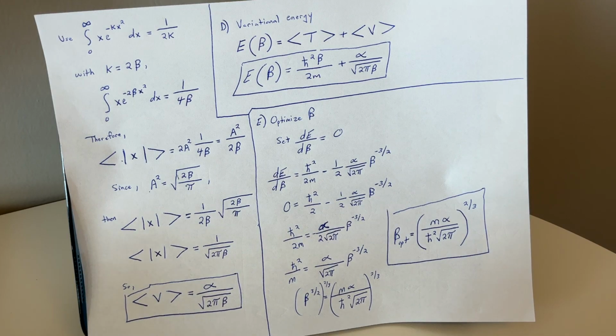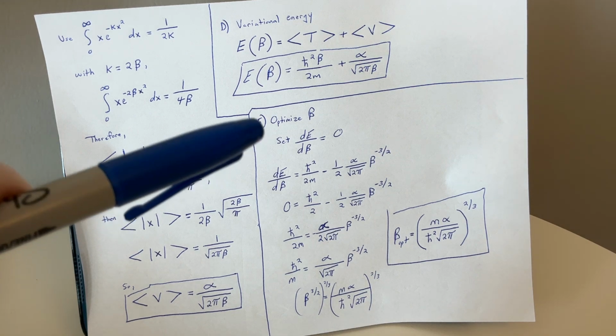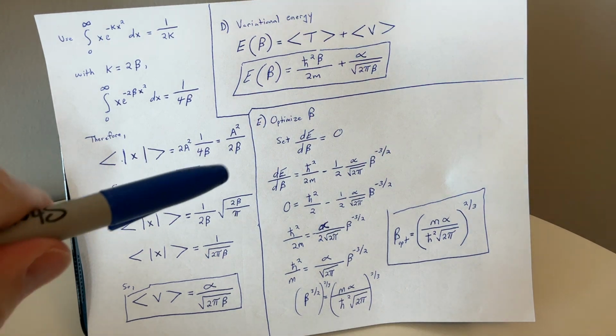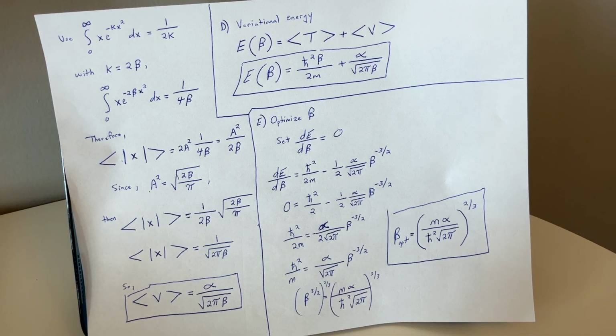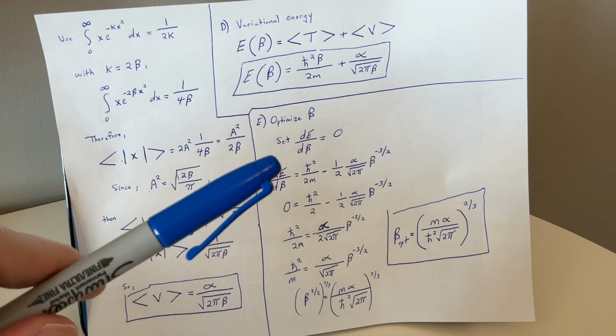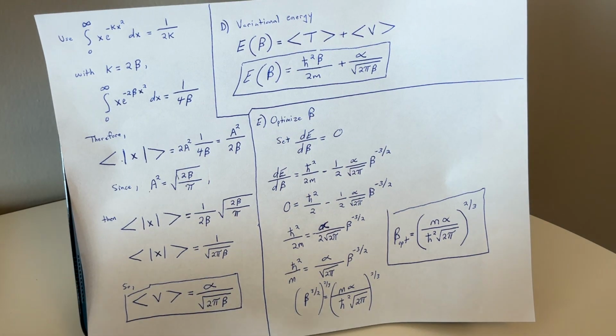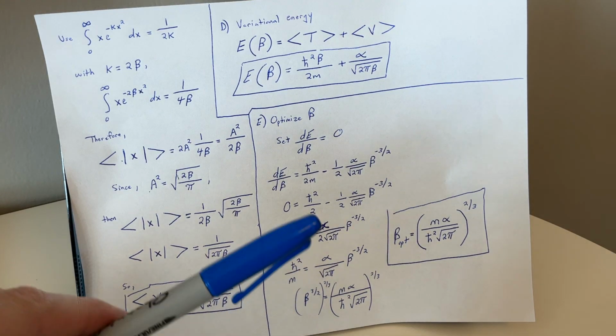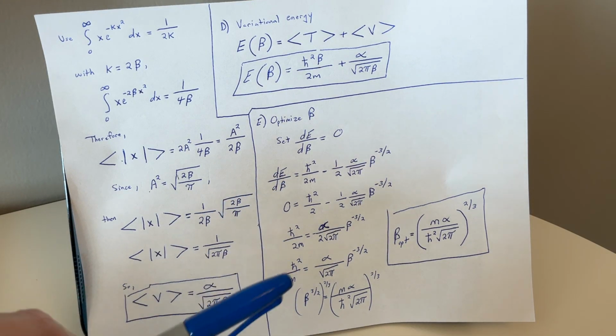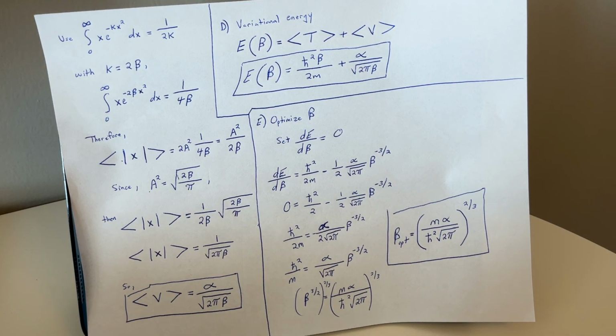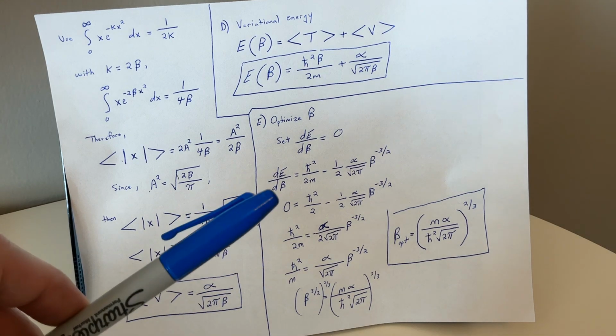And for letter E, we want to determine the optimal value of beta. So we want to optimize this beta. What we do is take the derivative of E with respect to beta and set it equal to 0, because we're looking for optimization. So that derivative, dE/dbeta, equals h bar squared over 2m minus 1/2 times alpha over the square root of 2 pi, times beta to the negative 3/2. Set that equal to 0.